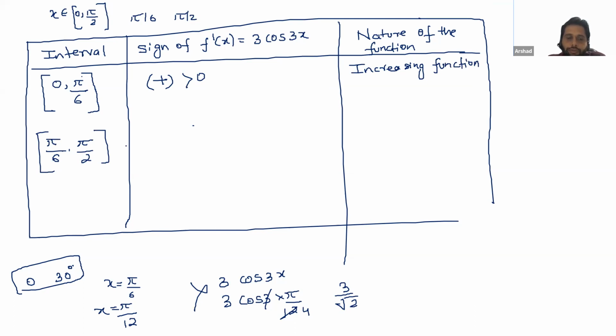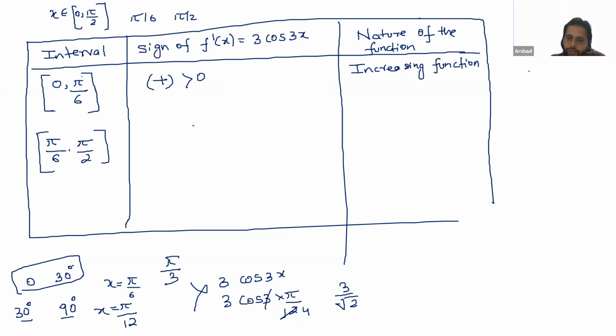For this pi by 6 to pi by 2, pi by 6 means 30 degrees and pi by 2 means 90 degrees. We need an angle between 30 and 90. Anyone can tell me a standard angle between 30 and 90? Very good. 60 means pi by 3. So we will put this pi by 3 in the question.